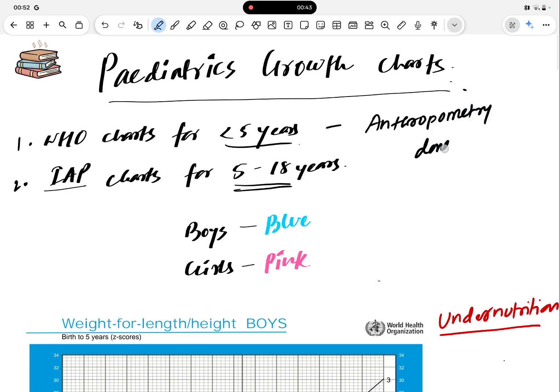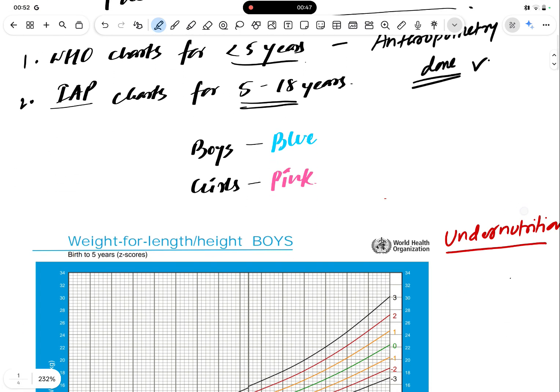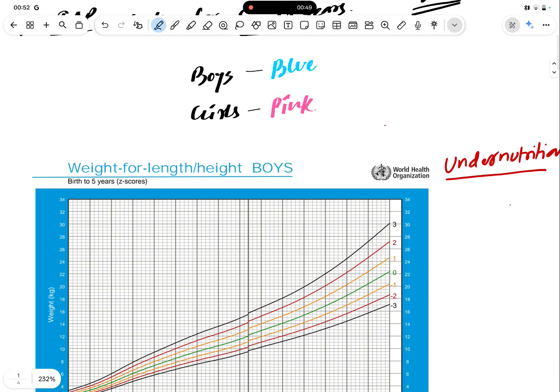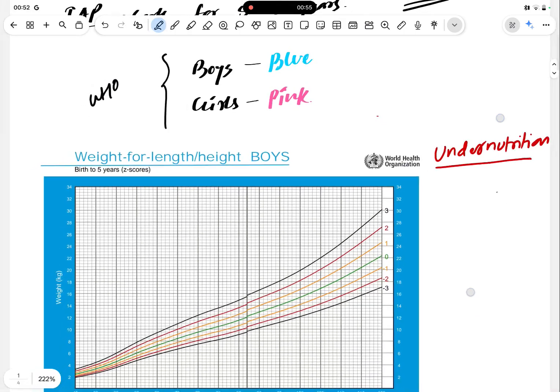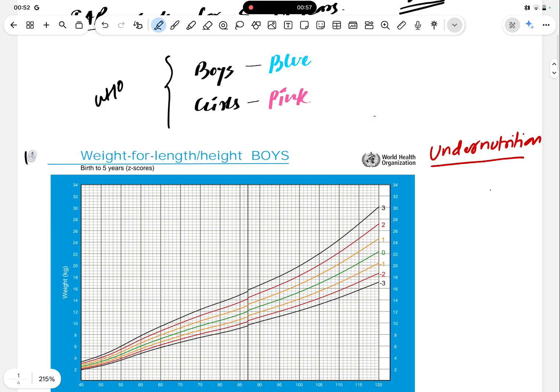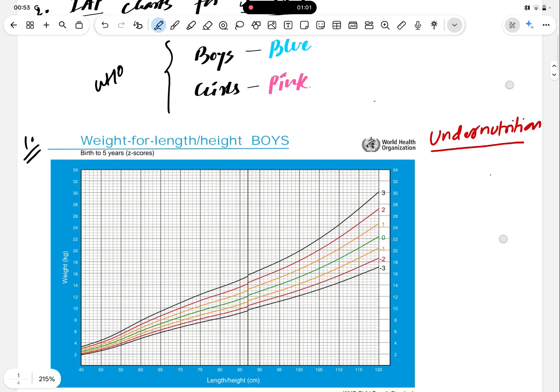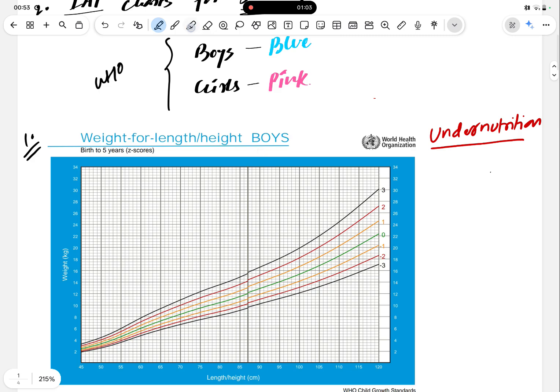Anthropometry is done. Okay. So for the boys, blue chart is used, WHO. These are WHO. And for girls, pink chart is used. So going to the first chart, that is the weight for height chart. It is mainly an indication of undernutrition.